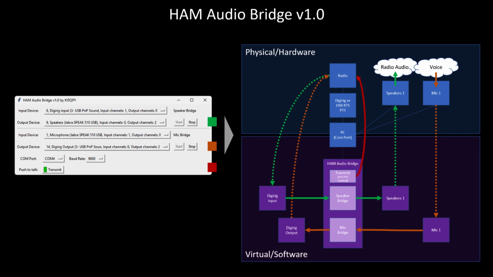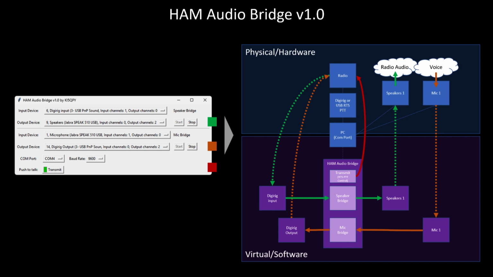All right, so let's talk about what's going on here. In the app, like I said, there's the speaker bridge, the mic bridge, and the transmit button. I've color coded everything here. The green is the audio coming from the radio into the DigiRig, and then the ham audio bridge connects the DigiRig to the speakers, which are plugged into physical speakers, and that's the audio that you hear from the radio.